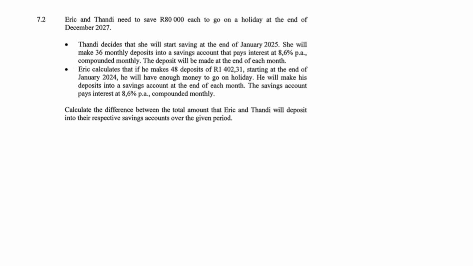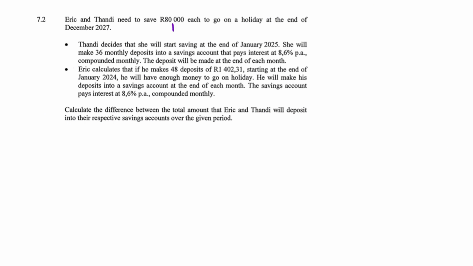Eric calculates that if he makes 48 deposits of 1,402 Rand starting at the end of January 2024, he will have enough money to go on holiday. He will make his deposits into the savings account at the end of each month. The savings account pays an interest of 8.6% per annum compounded monthly. Calculate the difference between the total amount that Eric and Thandi will deposit into their respective savings accounts.